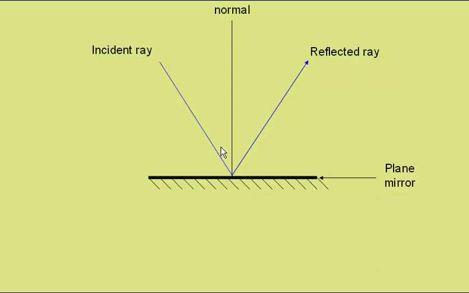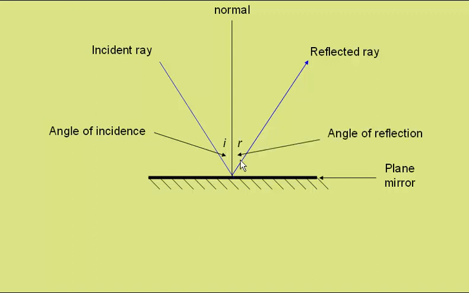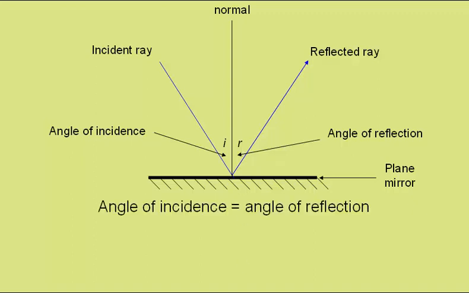we then call this angle between the normal and the incident ray the angle of incidence, which I'll label I. This angle then is the angle of reflection, and we call that R. We always find that the angle of incidence equals the angle of reflection, or I is equal to R. This is known as the law of reflection.